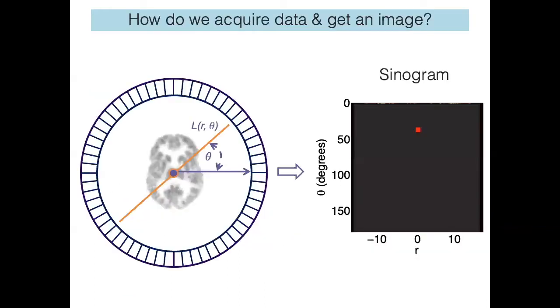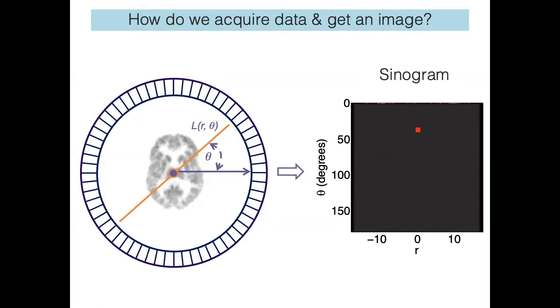The raw data space that we acquire data in is called the sinogram. And the sinogram is really a space of an angle versus a radius. What that means is that if we have a photon that escapes, in this case, the brain, from the center of the brain, you would really collect all the lines of response from the center out for every angle.